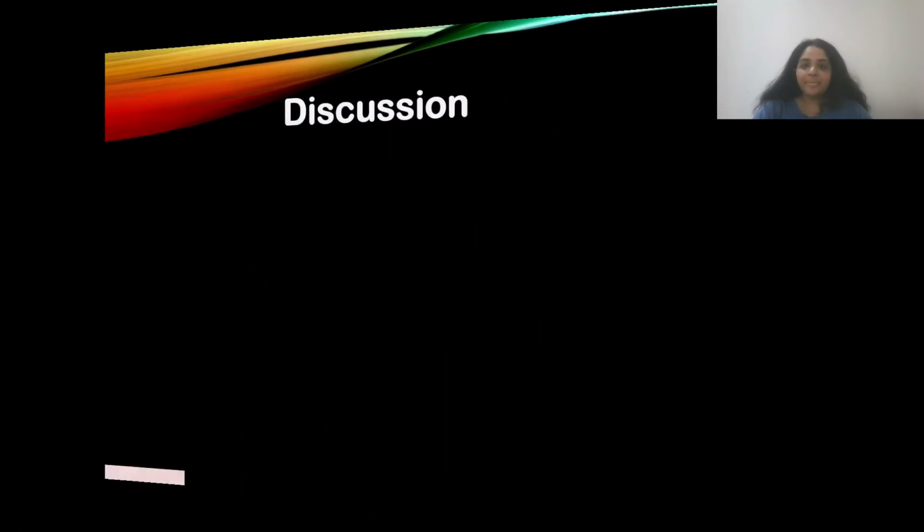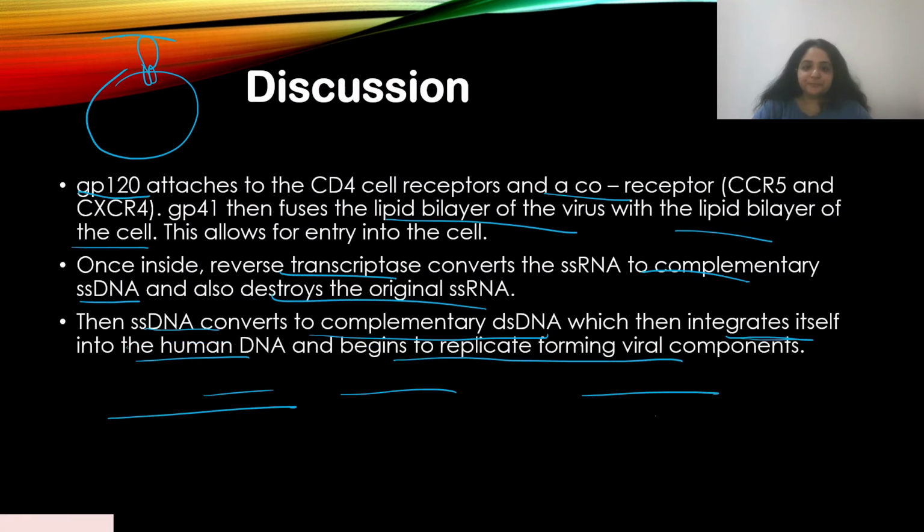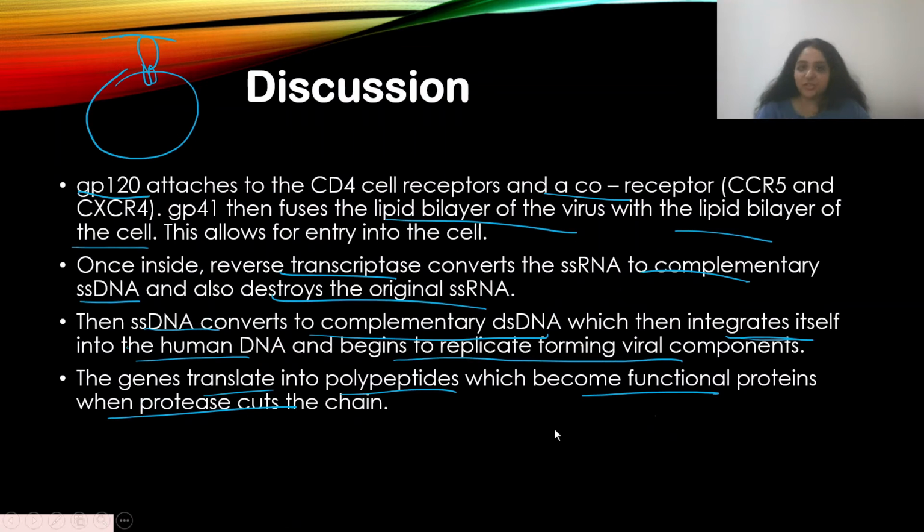That's the thing. Okay, so now when translation happens, big polypeptide chains are formed. Now these big polypeptide chains are not functional. We can't really do much with those big polypeptide chains. So that's where protease comes in. Protease begins to cut those polypeptide chains, and after that they become functional proteins, and that's where you can use them.